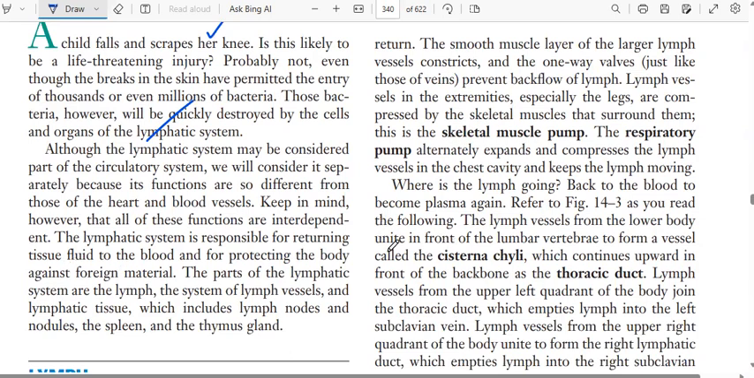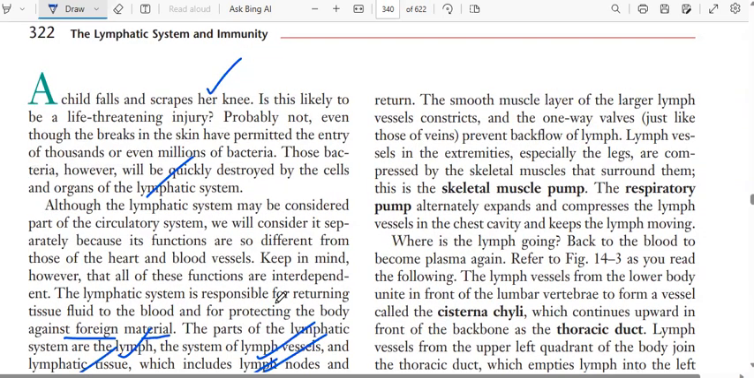Keep in mind, however, that all of these functions are interdependent. The lymphatic system is responsible for returning tissue fluid to the blood and protecting the body against foreign material. The parts of the lymphatic system are lymph vessels, lymphatic tissue, lymph nodes, spleen, thymus gland. So basically, here one example is given. If a child fell down, what will happen? A scrape on her knee is there. Okay, so basically, what will happen?